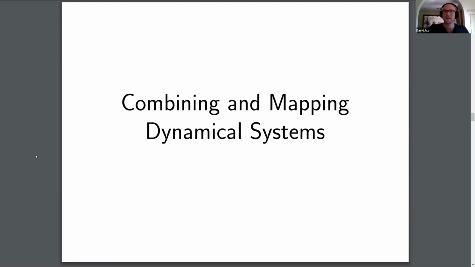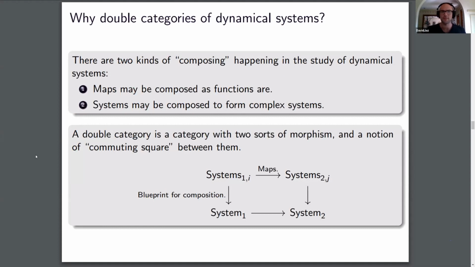Okay, so now let's talk about combining and mapping dynamical systems. First I have to answer a basic question, which is why would I use double categories? Aren't categories enough? This is twice the headache. Well, there are two kinds of composing happening when we study dynamical systems. First, we have maps between dynamical systems and they're functions, so we can compose them like functions. But next, we have the compositionality of dynamical systems.